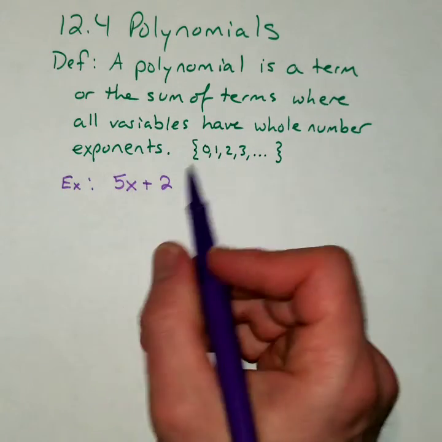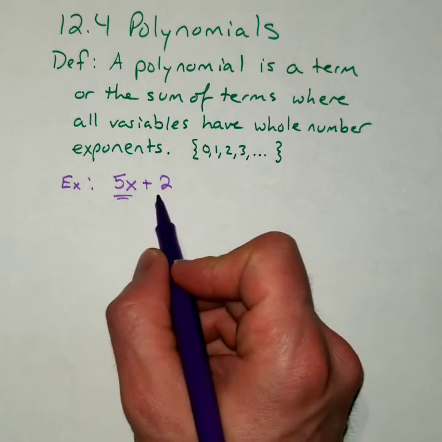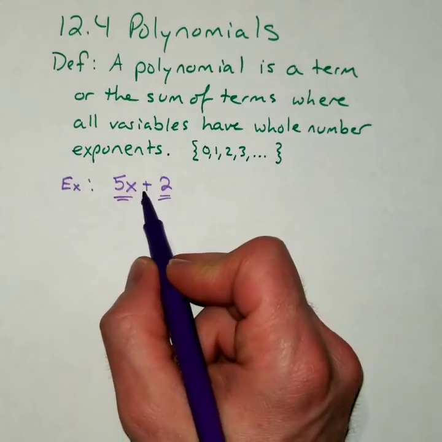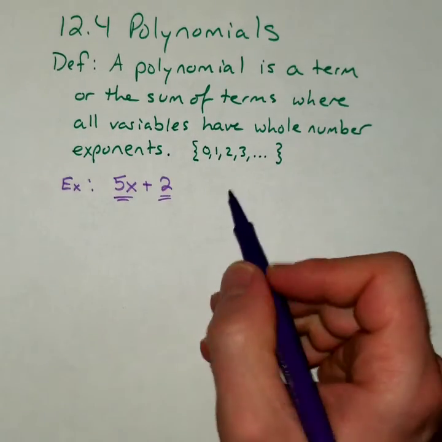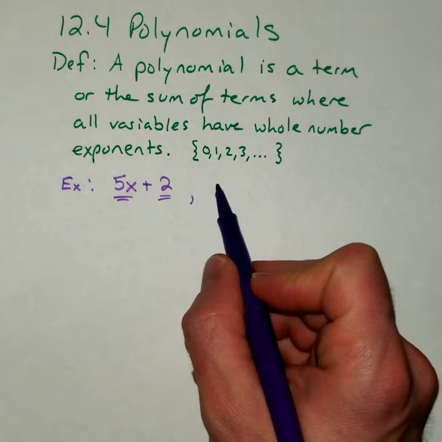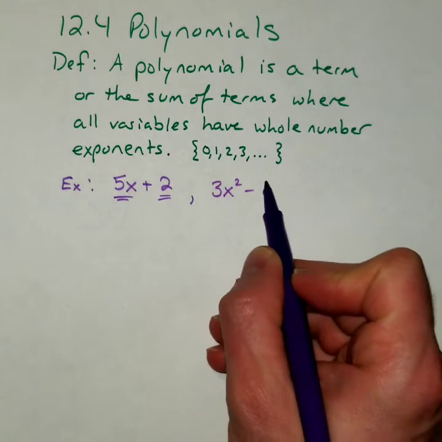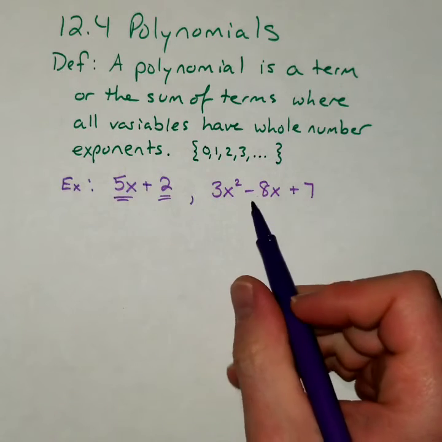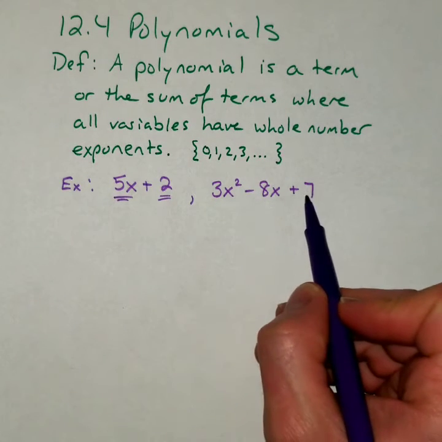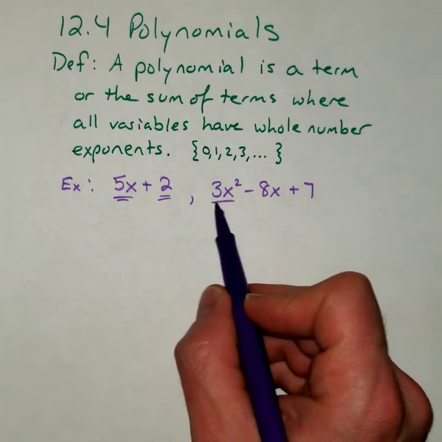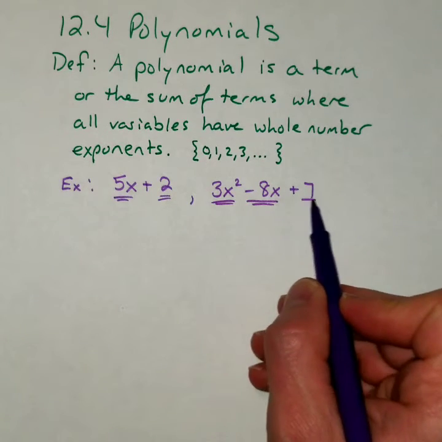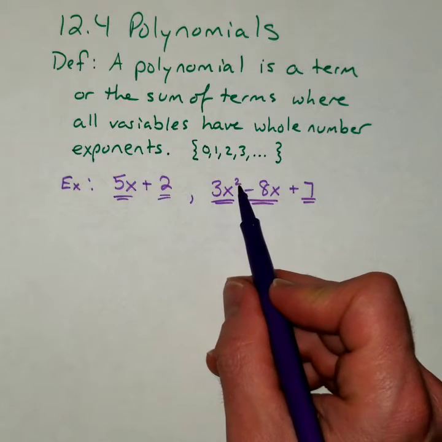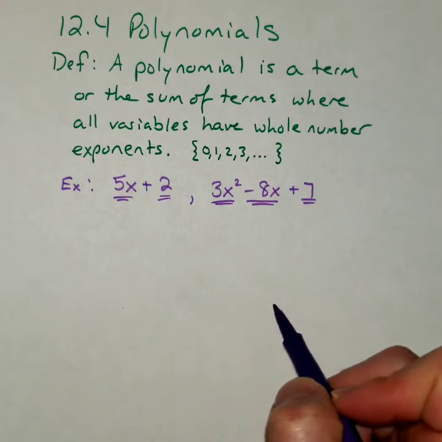The terms in question are 5x and 2, right? So here actually it's a sum of terms, the sum of two terms. Another example may be 3x squared minus 8x plus 7. Right? Again, we have a sum of terms. There's 3 terms. The terms are 3x squared, negative 8x, and 7. And each of the powers are whole numbers, a 2, a 1, a 0. Okay.